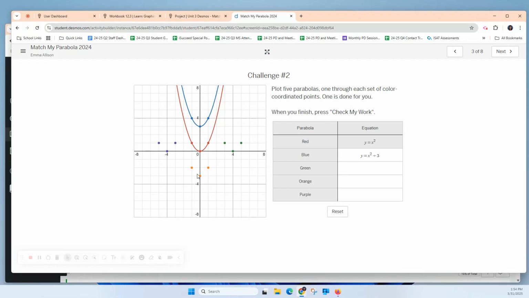And then for the orange one, we would do the same thing, but instead of plus 3, we're moving down from 0, 0. So I would be putting in negative 3, because that's going to go down 3 points.